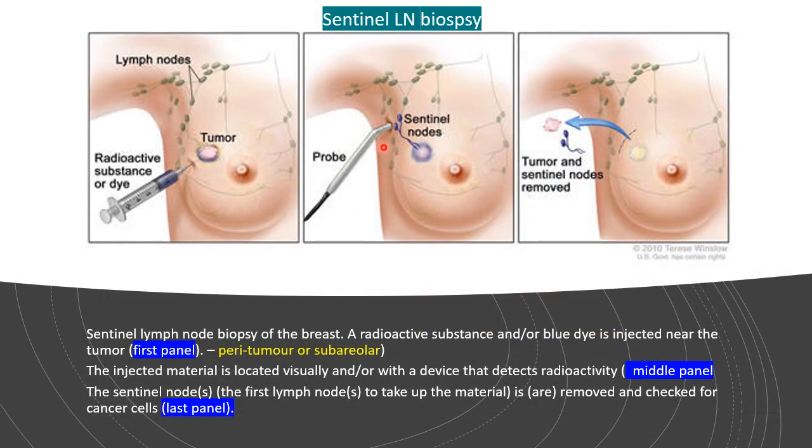Okay. This is how it is done. The tumor dye is injected. In the second stage, the lymph nodes are detected with a radioisotope probe, and these lymph nodes are excised for biopsy. And if it comes back as negative, then axillary clearance is not done. If it is positive, then axillary clearance will be done. Okay, so it follows 3 steps. The first panel is where this injection is done. The second or middle panel is where the lymph nodes are biopsied, and the last panel is where the lymph nodes are sent for histology and the results detected.